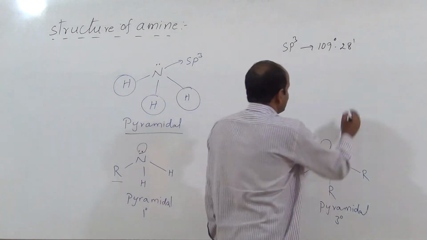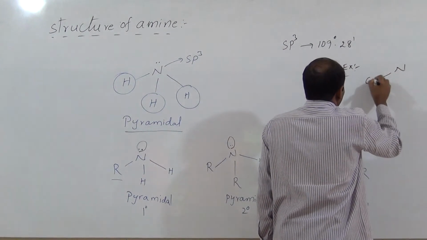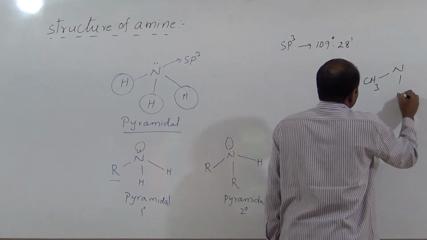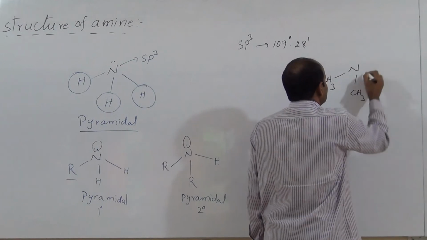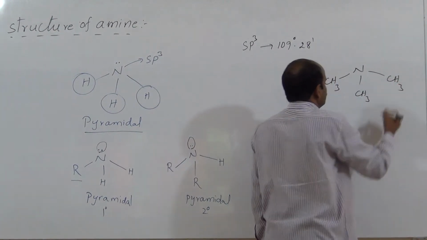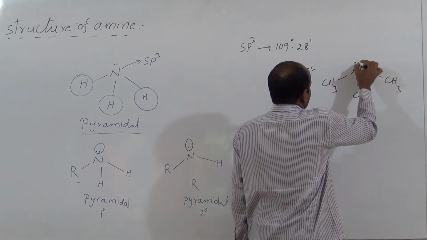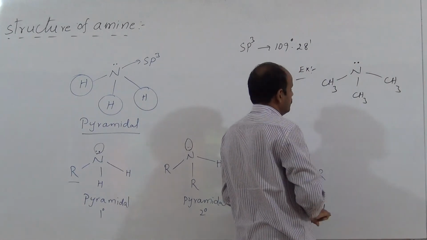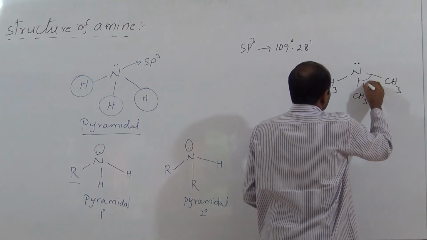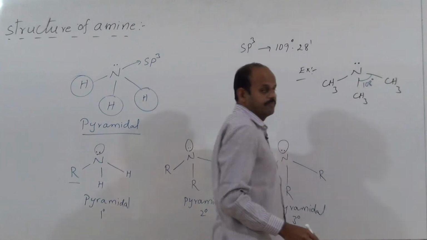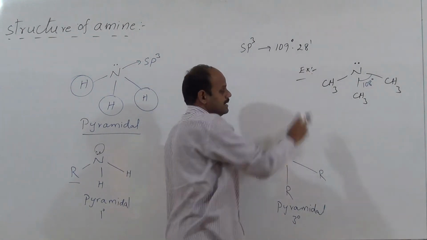For example, if you take trimethylamine, the nitrogen atom has 3 methyl groups. On the nitrogen atom a lone pair of electrons is present, and the angle between 2 bonds is 108 degrees only. It is less than the normal bond angle, that is 109 degrees 28 minutes.